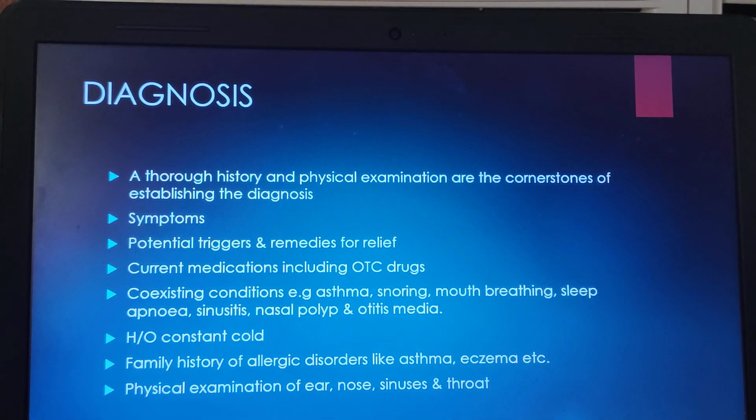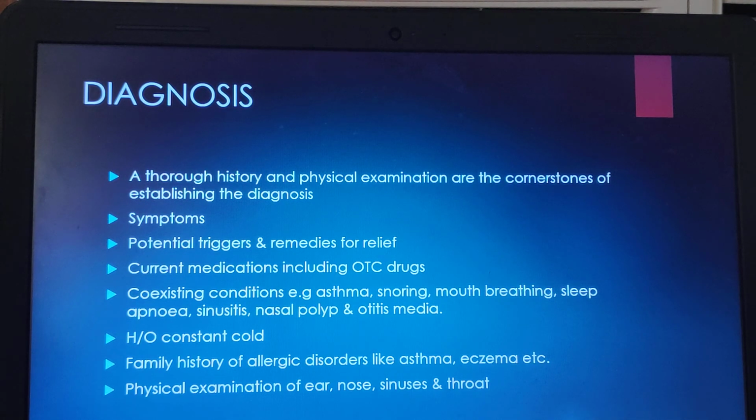The diagnosis of allergic rhinitis is primarily based on history, a detailed history taking, and physical examination. They are the cornerstones of the diagnosis. The symptoms of allergic rhinitis, which we have seen. Besides that, the history of triggers and relieving remedies is very, very important: what triggers the symptoms and what causes relief of symptoms. So these are the important history points which can give a clue for the diagnosis of allergic rhinitis.